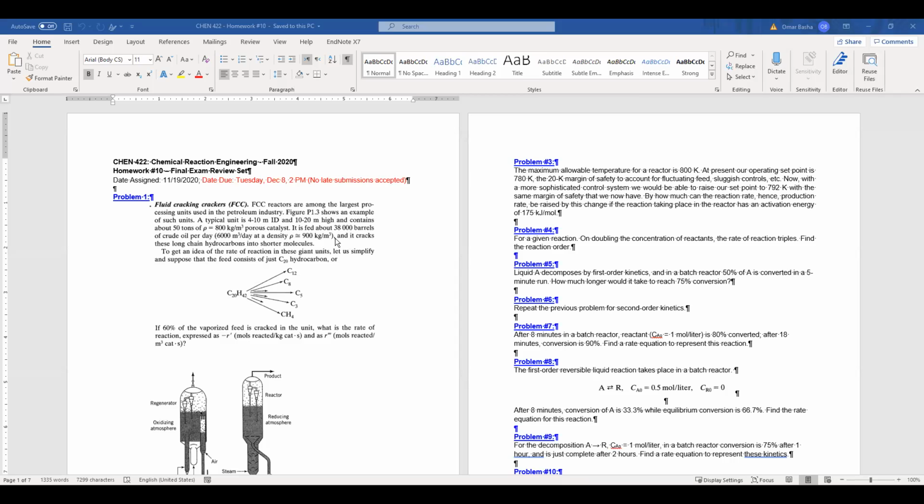Okay, hi everyone. This is the last lecture of CHEN 422, Chemical Reaction Engineering, and today I'll just be solving your final problem set for the course, and your exam will come from this problem set. 90% or 80% of your final exam will come from this problem set with a few modifications, and the remaining points will be a harder version or a variation of these problems.